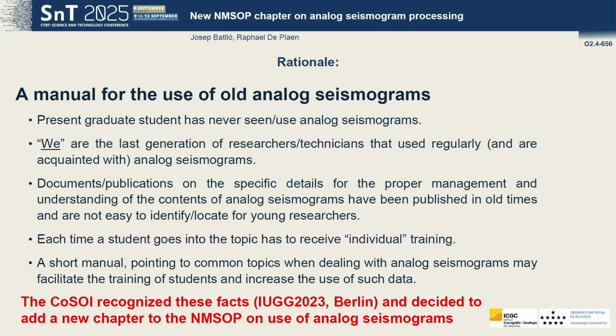But these analog seismograms cover two thirds of the instrumental recording time we still have right now. Thus it is important to use them, even for nuclear explosions. From 1945 up to almost the 70s, entering the 80s, if you want to look at the seismic records, you have to look at analog records. That's all.